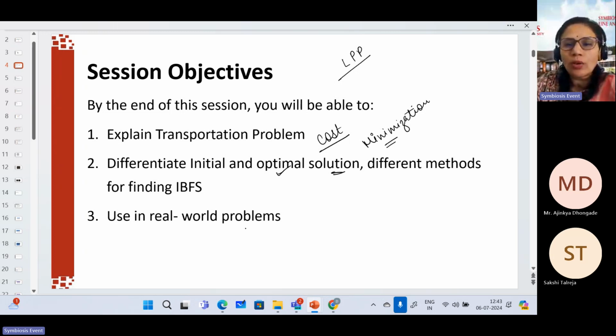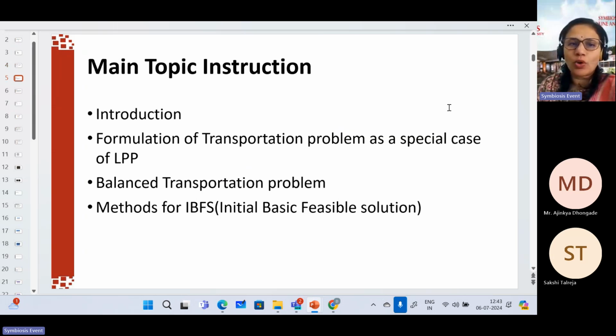Then we are going to talk about the modifications: if this is the best solution, how do we rectify and check that, right? We have two methods for that, and we are going to focus majorly on the modified method. All these things we have to learn in terms of real world problems. So let me first introduce how we write the transportation problem.